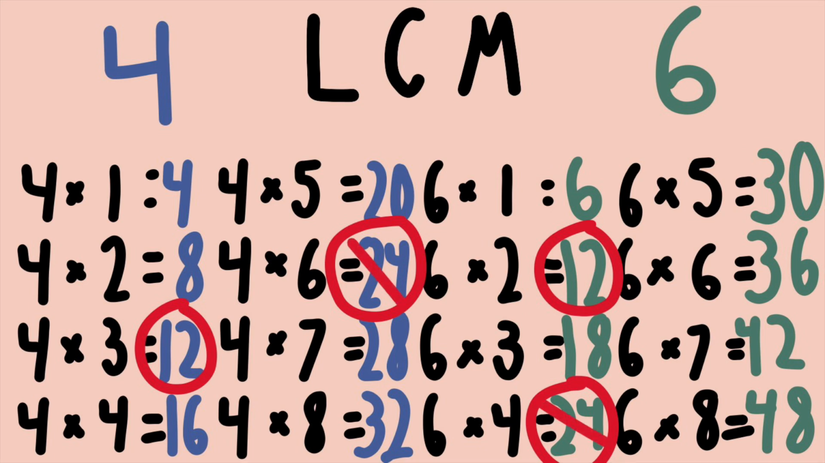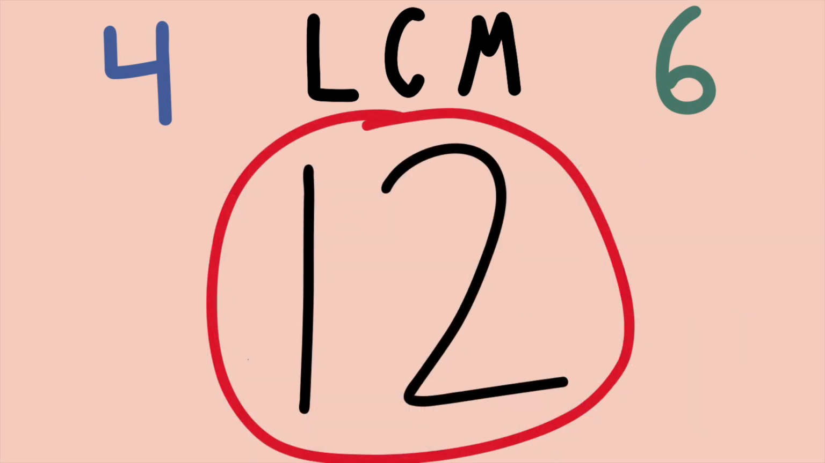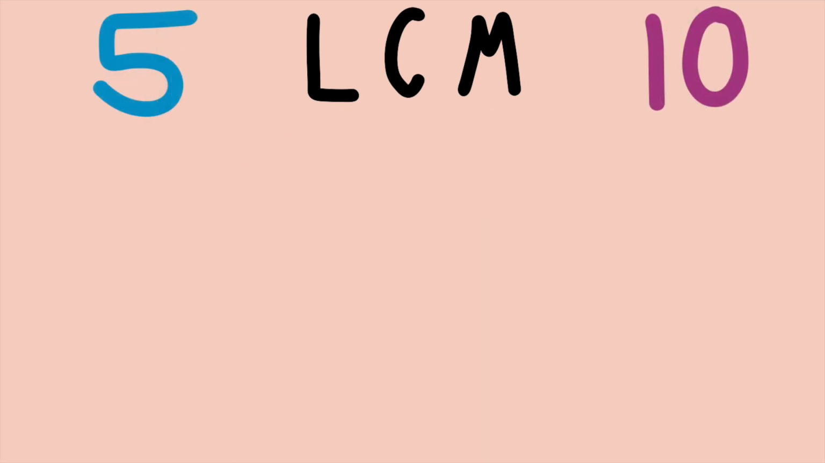Now that means 12 and 24 are both common multiples of 4 and 6. But today we are finding the least common multiple. And since 12 is the smallest multiple that we found, 12 would be our least common multiple for 4 and 6. Hopefully you are getting the hang of this least common multiple stuff. But if not, no worries.